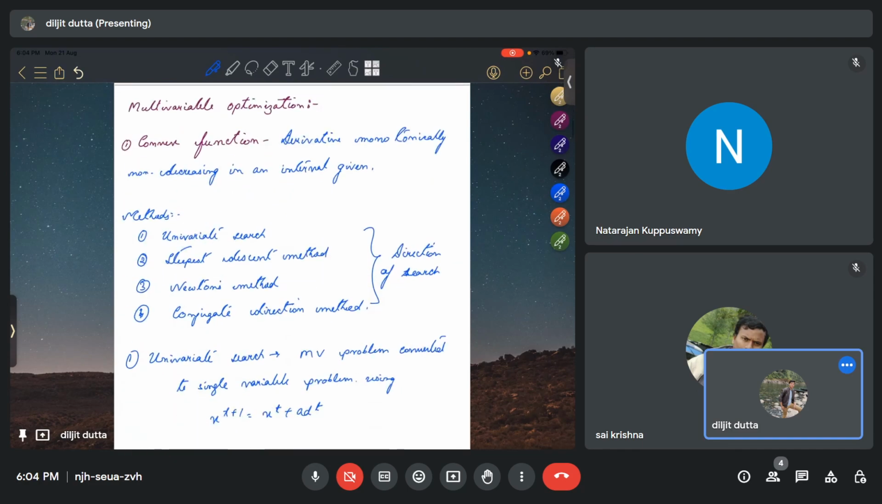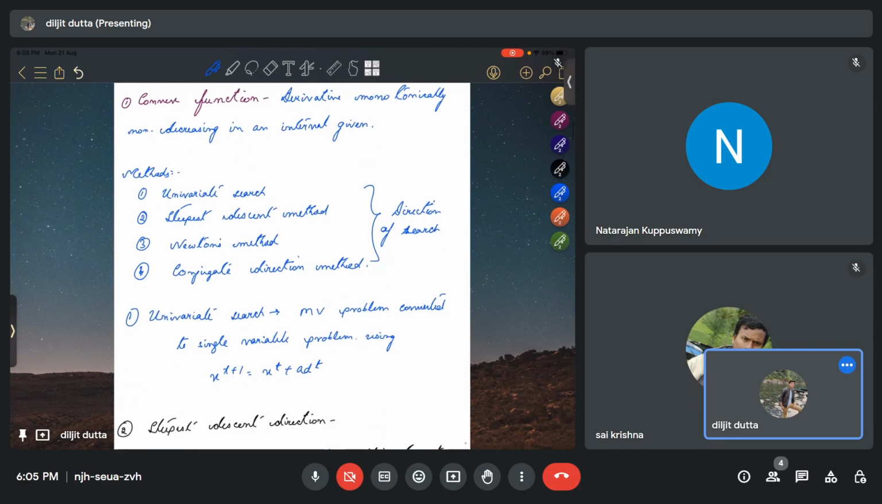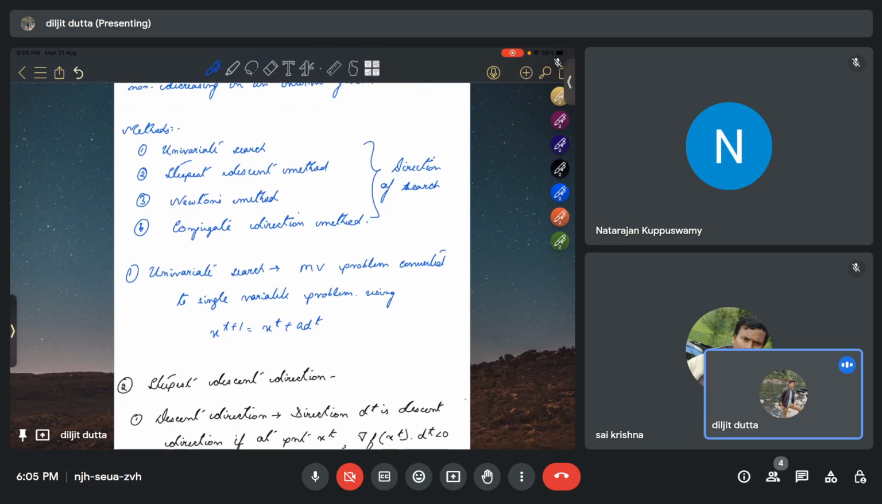Then we have some methods which are used to solve multivariate optimization. One is the univariate search. Second is the steepest descent method. Third is Newton's method, and fourth is the conjugate direction method. All these four methods are based on the direction of search. We'll find an initial point, and then find an optimal direction in which we'll have to proceed to reach the optimal solution. So all these four methods are based on that basic concept. In this class, we'll be discussing the first three methods only. The conjugate direction method we'll see in the next class, or the next week's lecture.